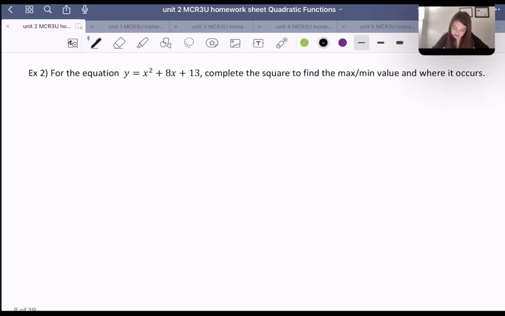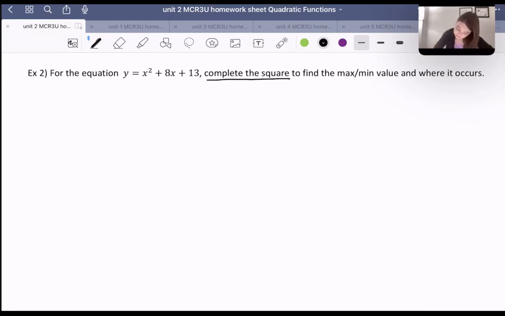For the equation y equals x squared plus 8x plus 13, complete the square to find the minimum or maximum value and where it occurs. Okay, so for this one, it says to complete the square, and we haven't really done that yet in this course, at least. I haven't explained before how to do this. So before we actually get into the question, I'm going to explain the steps to completing the square.